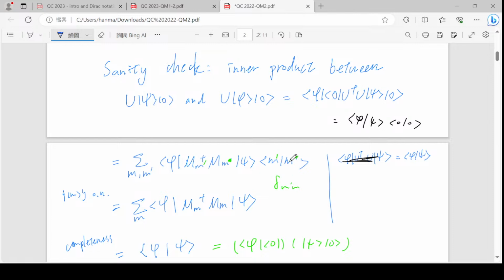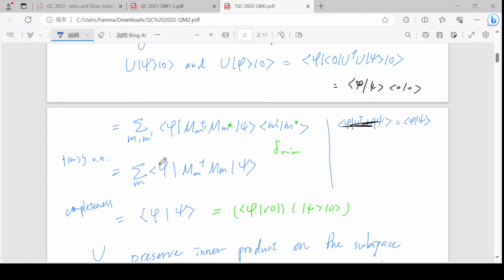And so we are just summing over m, and you have phi and psi, and M sub m dagger and M sub m in the middle. Then we use the completeness of the measurement operators M sub m. So this is just that, and let me change the color.